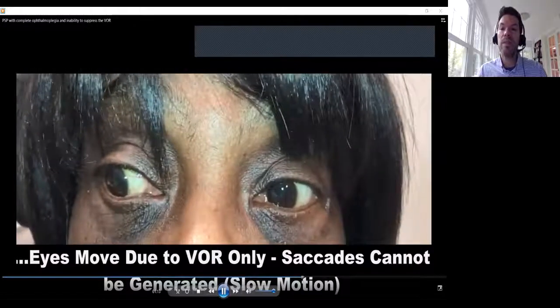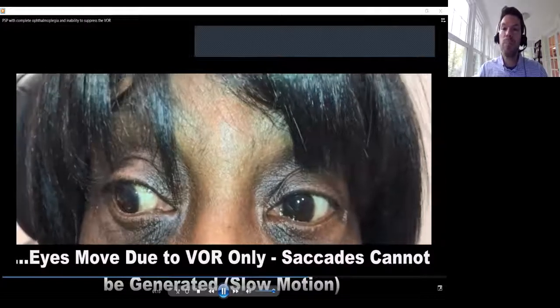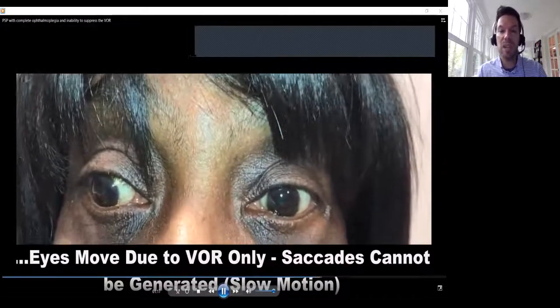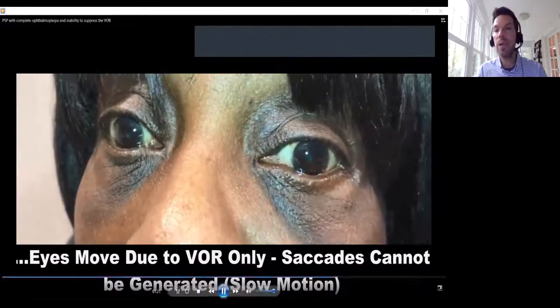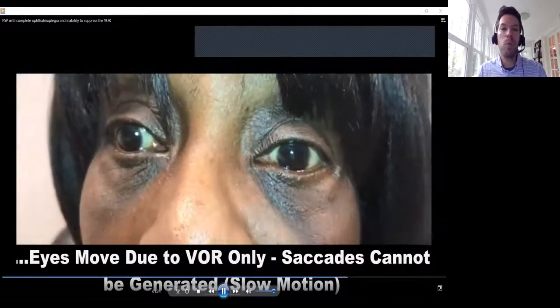So you wouldn't want this to happen if you were performing certain tasks, like again, moving your head while in the grocery store and trying to look at the ingredient labels, this wouldn't work very well. So hopefully that's highlighted the importance of VOR suppression, what happens when it's completely gone.